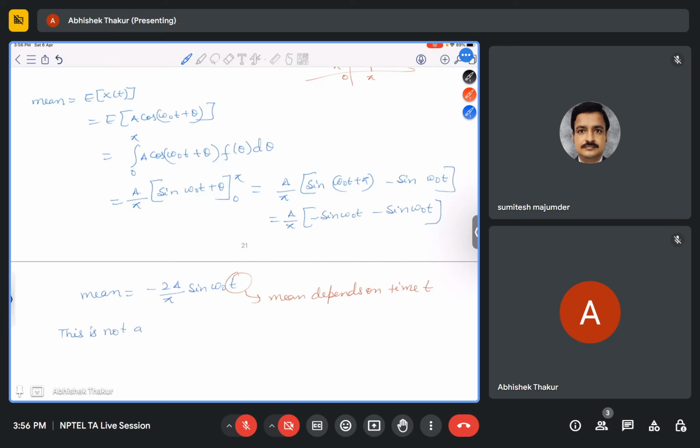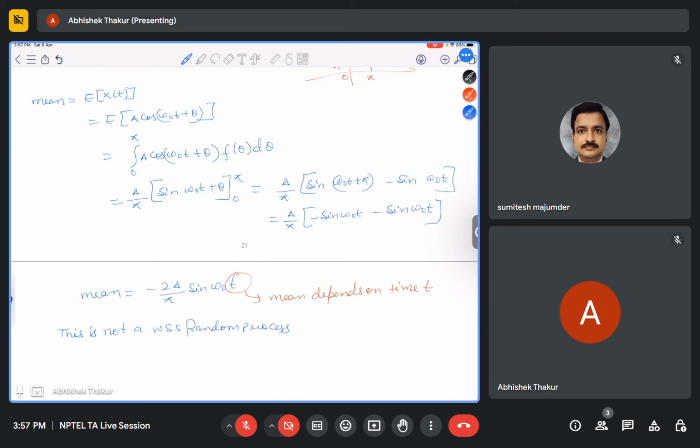So this is not a WSS random process. We will solve the last question for today's lecture. This time we will take x(t) as A cos(ω₀t) + B sin(ω₀t), where ω₀ is constant and A and B are independent random variables, each having the same zero mean and variance σ².